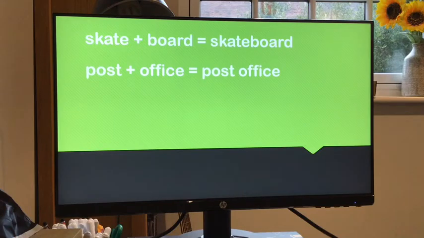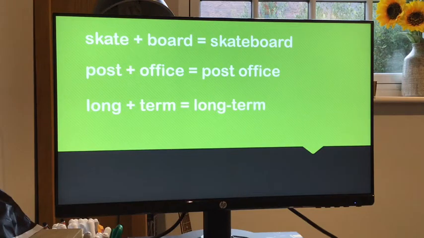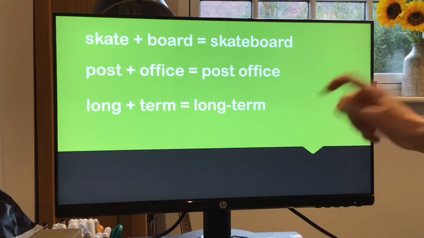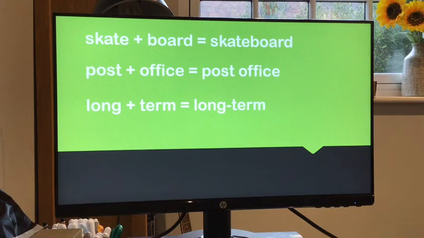They've been joined to make a post office, which is a very distinct building, but it's open compound, the two words aren't joined. And the final way you can make a compound word is with a hyphen. So long, something which is lengthy, and term, which is a period of time, join to become long-term, but they have a hyphen between them. So closed compound, open compound, hyphenated compound.